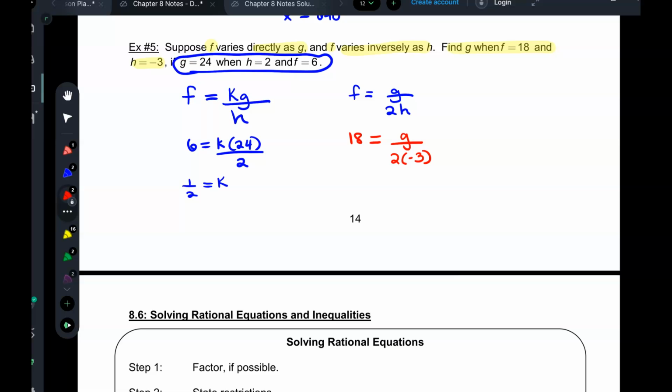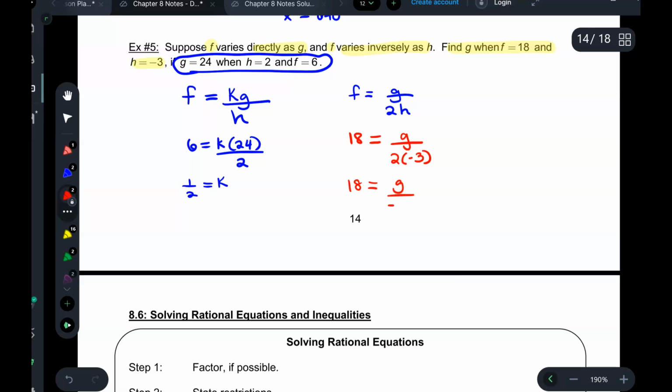Can't you just plug that into the direct variation equation? What's negative 6 times 18? Negative 108. Lauren, we just did it differently.